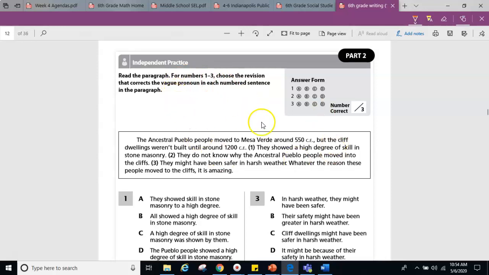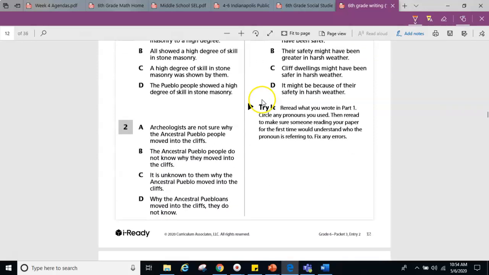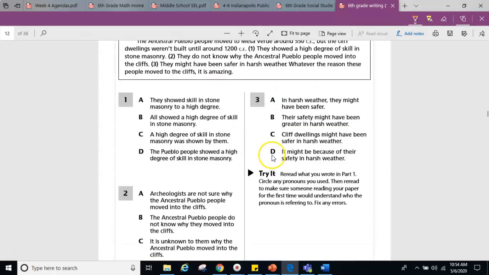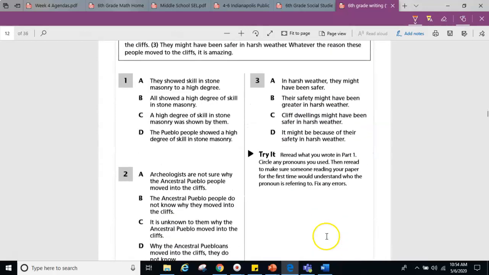You're going to do the same thing in these multiple choice questions. Choose the revision that corrects the vague pronoun in each numbered sentence in the paragraph. Then you're going to go back to what you wrote in part 1 and circle any pronouns you used, and then reread to make sure someone reading your paper for the first time would understand who the pronoun is referring to. If they cannot, if it's like these, and if it's like this first text up here, go back and fix it, please.